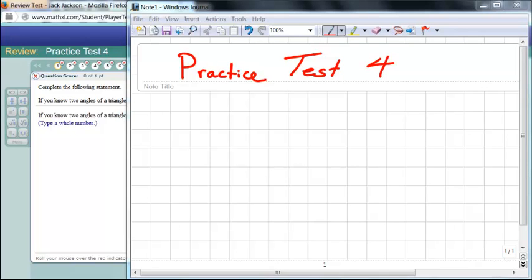This is Jack Jackson. We're going to be looking at practice test 4 today for trigonometry, and we are going to go through and work it.